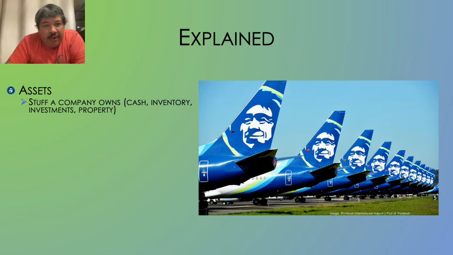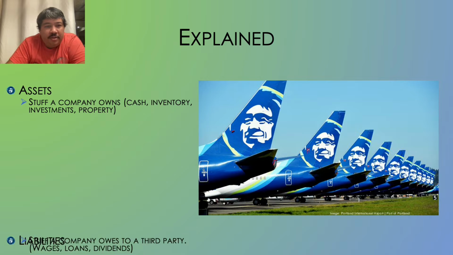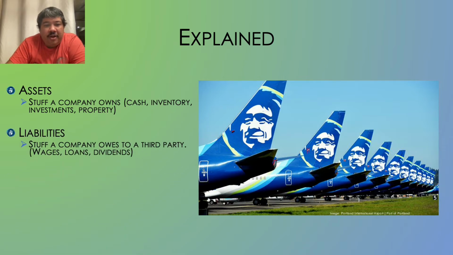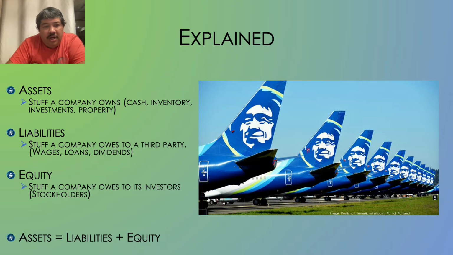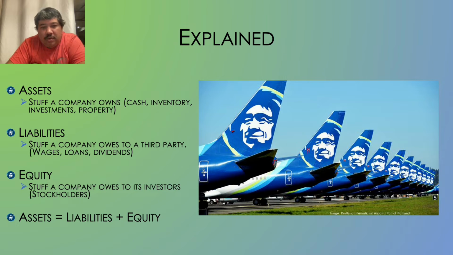Assets: stuff a company owns. It's cash, inventory, investments, property, their aircraft. Liabilities: stuff a company owes to a third party, wages, loans, dividends. And then we have equity: stuff a company owes to its investors, their stockholders. Assets equals liabilities plus equity. So if you liquidated a company's assets and paid off all liabilities, what you would have left would be your equity.